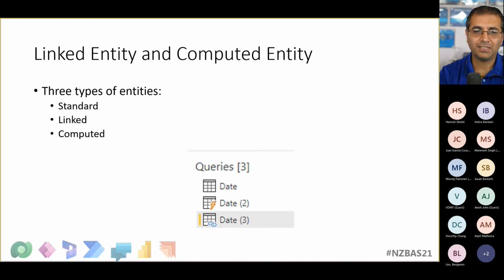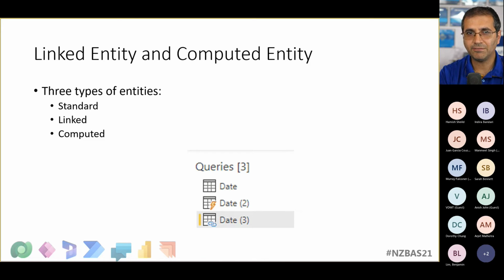Now, to learn that, first you need to learn what these types of entity are. Each entity is actually a table in a data flow. We call it entity, sometimes we call it table. There are three types of entities. One is the standard entity, which is created just normally, importing data from a data source.